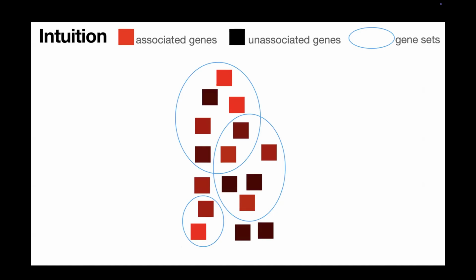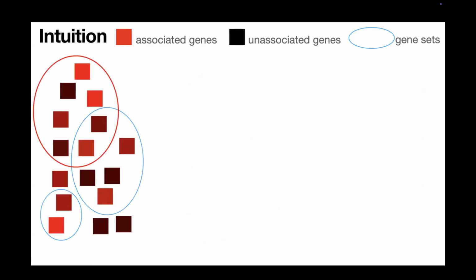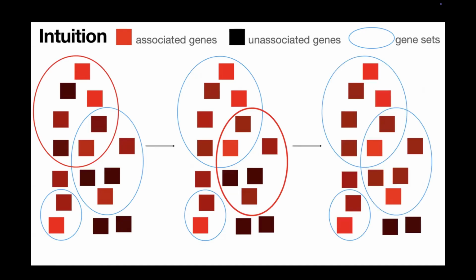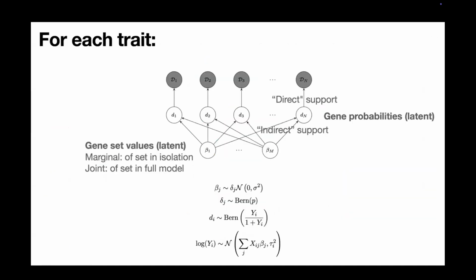You group those that are in gene sets, and those are supposed to be the blue circles. And then based on your initial guesses of what genes are involved in the trait, you identify the gene sets that are enriched for those, and then re-estimate. Now the genes in those gene sets get higher probabilities. That changes the gene sets. You go back and forth until the model converges and you get these quantities of gene probabilities and gene set effects.